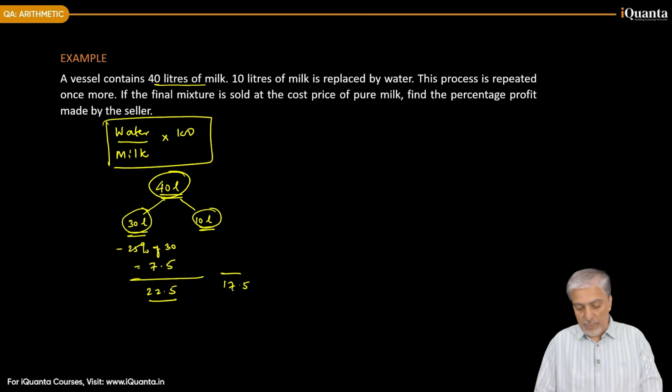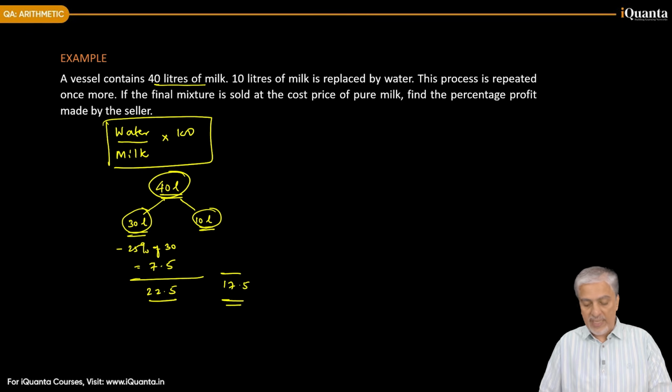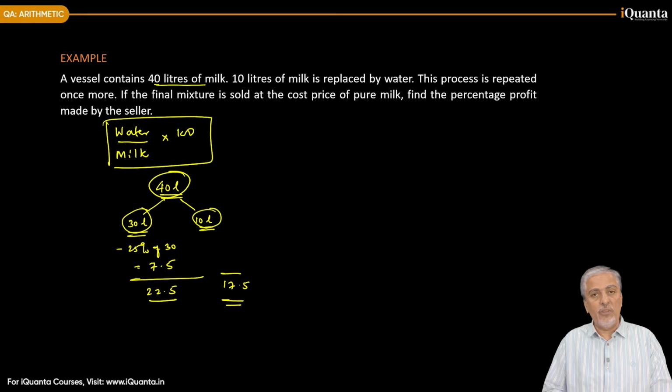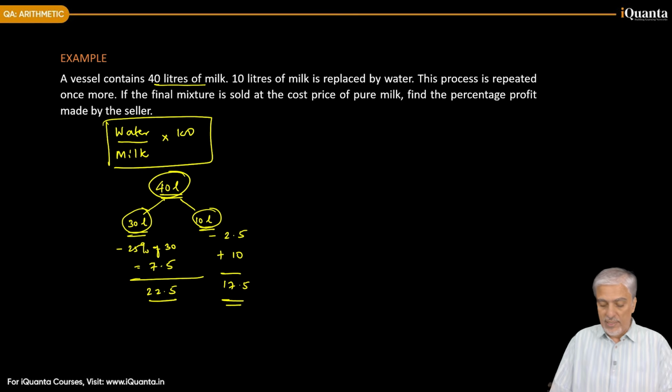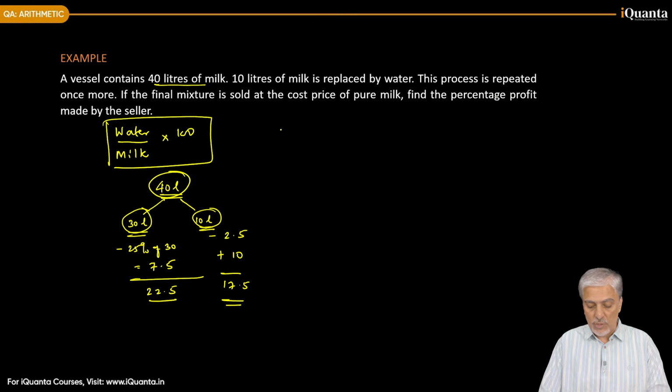Now, for people who just want to understand how the 17.5 came, one way is 40 minus 22.5, or the other method would be 10 minus 2.5 plus 10. Because when I remove the mixture, 2.5 water will come out. Replace it with full water, so 10 water is added, and it comes to 17.5. Now, the profit percentage: all the water is free, so that much is profit, 17.5, upon milk, that is my cost price, into 100.